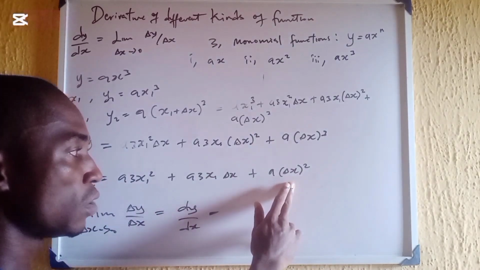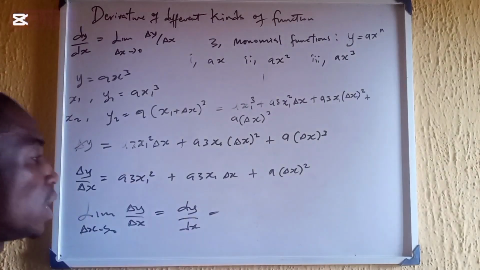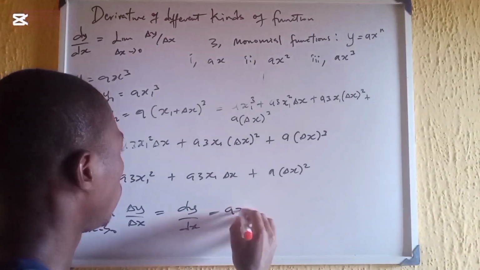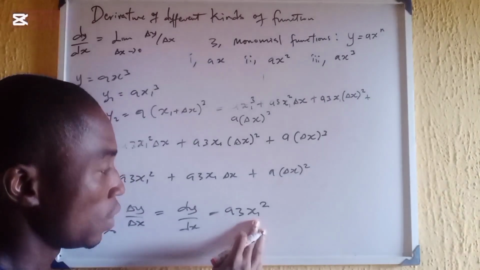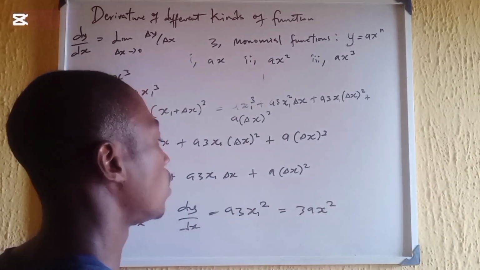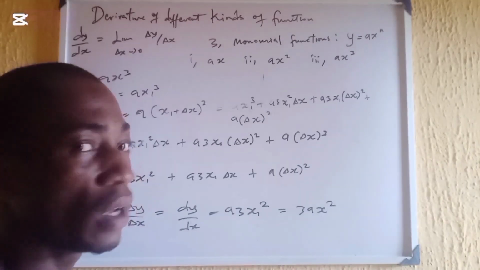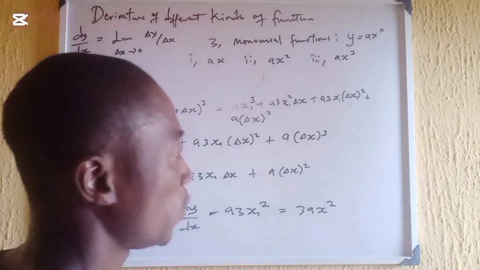Put 0 here in the place of change in x, this becomes 0. This does not vary with change in x. So in that case, we're having 3a x1 squared. So if we remove this script 1, it's just the same as saying 3ax what? X squared. Now let's compare our results to see what is common among the 3 derivatives we got.